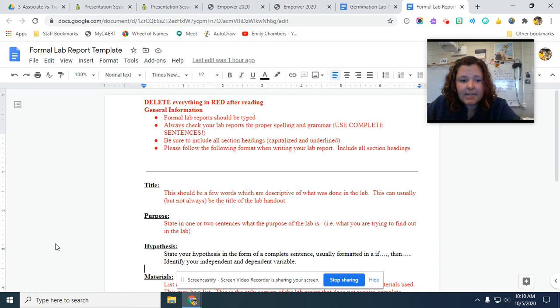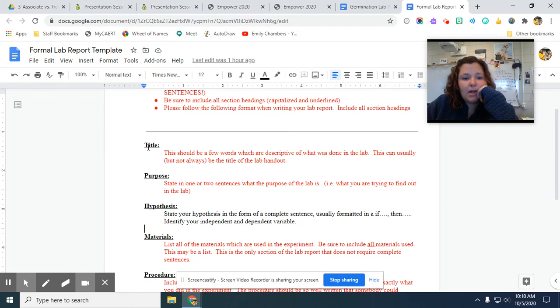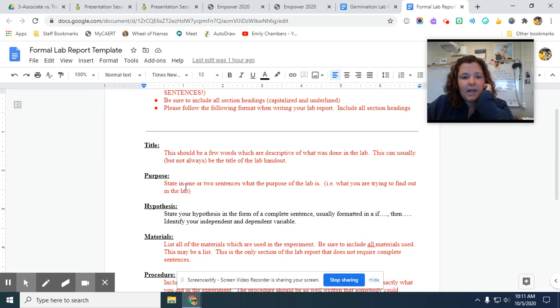Okay, so like I said, I did update this document a little bit in order to help you. This is a header, and it says delete everything in red after reading. So once you read it, delete everything in red, okay? Formal lab reports are going to be typed, use complete sentences, be sure to include all the sections capitalized. Title: what is the title of your experiment? What are you going to call it? Purpose: state in two sentences what the purpose of the lab is. What are you trying to figure out?